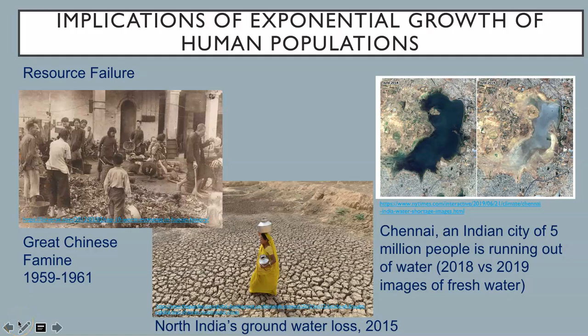What is the consequence of using up all of our resources? Resource failure. Some examples of resource failure include the Great Chinese Famine of 1959 to 1961, in which at least 45 million people died. Groundwater loss in India in 2015, visible from space. And very recently, this year, 2019, the city of Chennai in India reports that there are 5 million people running out of water.